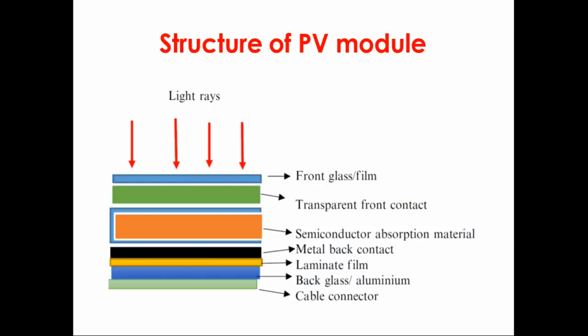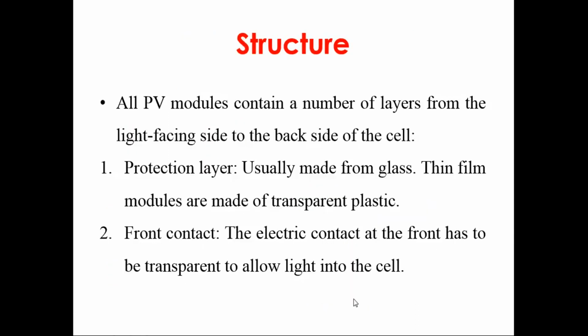Now if you talk about the structure of the module, up to here we have discussed. Then from the back side we have a metal contact, a laminate film, back glass and the cable connector. Now I'll go step by step. The protection layer is usually made up of glass. Thin film modules are made of transparent glass cover or a plastic. The front contact has to be transparent to allow the light into the cell. So like thermal collectors, in photovoltaics we have uniform trapping of the heat.